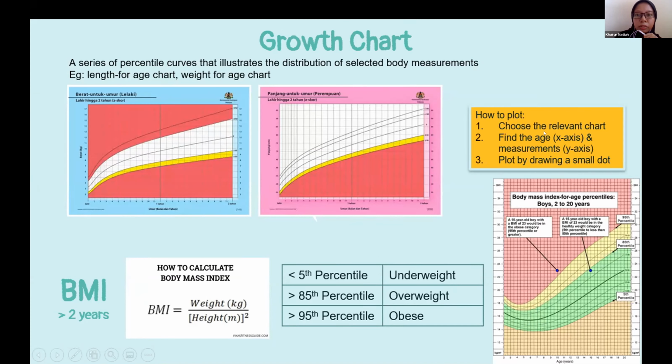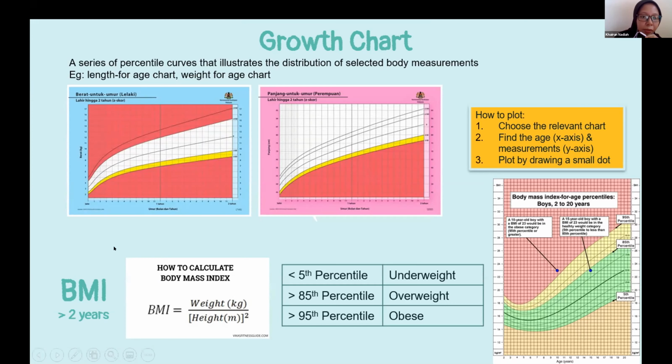And how do we plot? First we choose the relevant chart, whether we want to choose the weight chart or the length chart. And then we find the age on the x-axis and the measurement on the y-axis. From that, we plot by drawing a small dot.